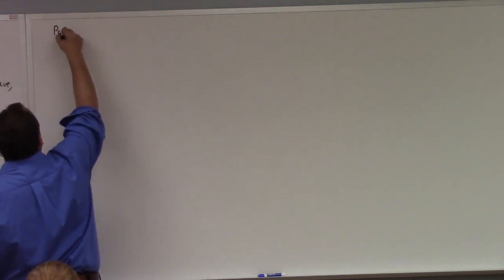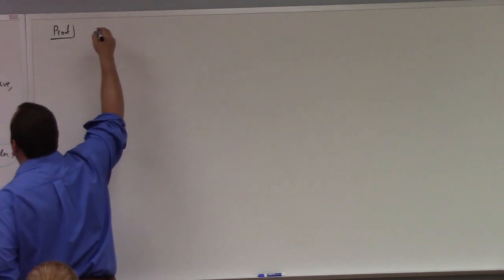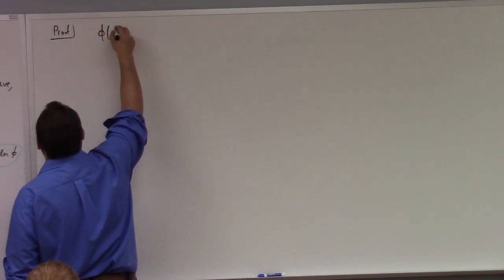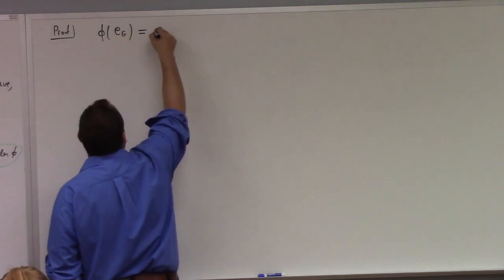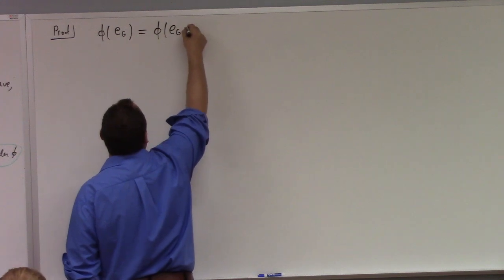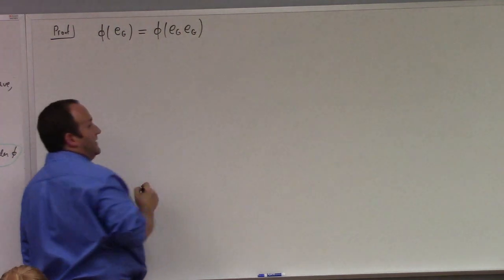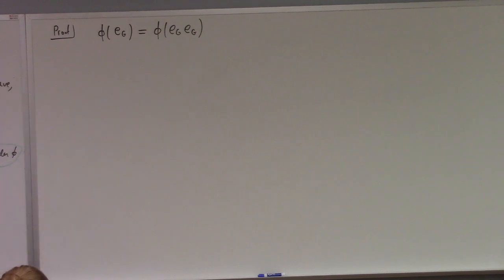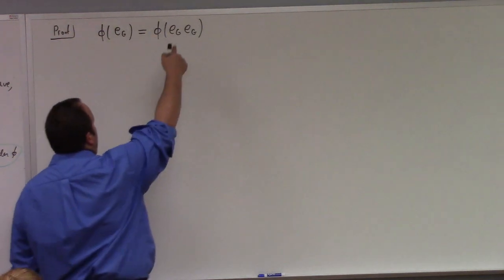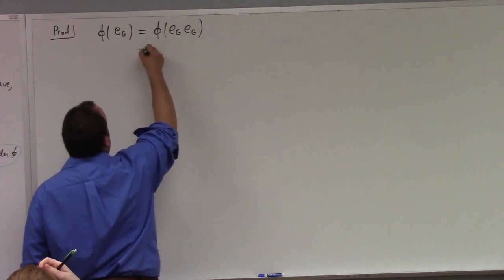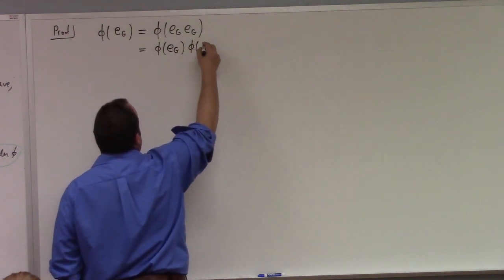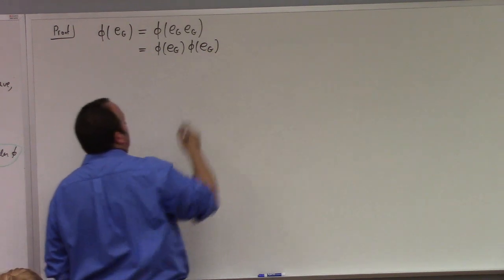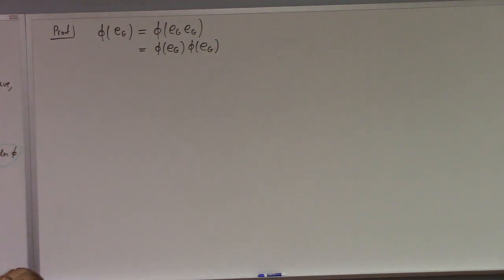Let's look at the proof of that. So how are we going to prove that? How about this? Phi of e_G is equal to phi of e_G times e_G, right? Because the identity, e, is equal to e times e. That's part of what it means to be the identity in the group. But then this is equal to what? By the structure preserving property of the isomorphism, we can say phi of the product is the product of the phis, right?